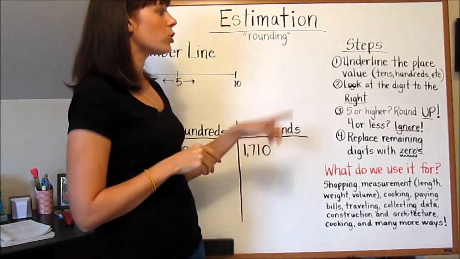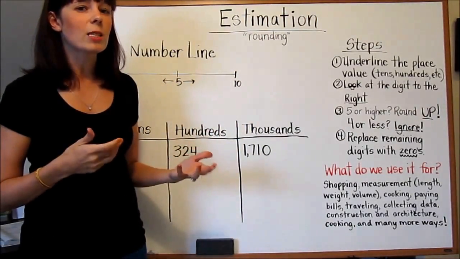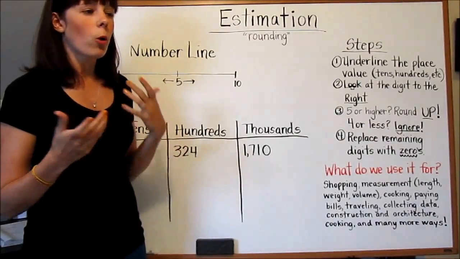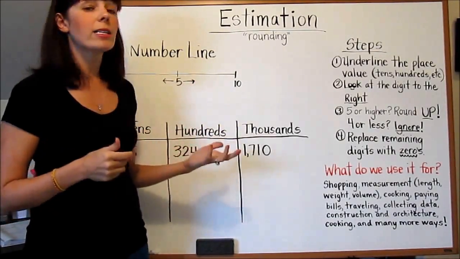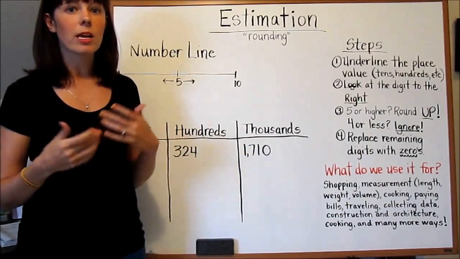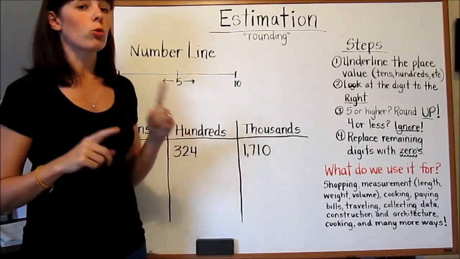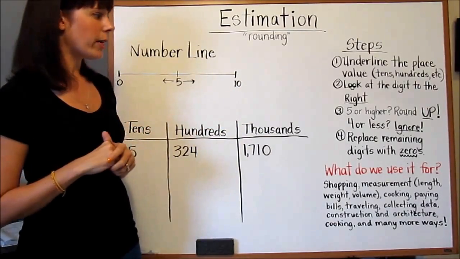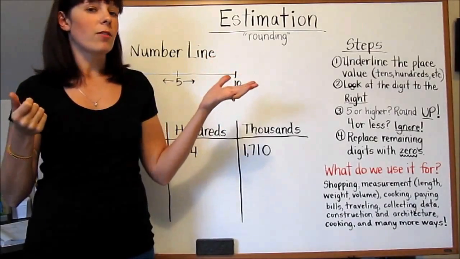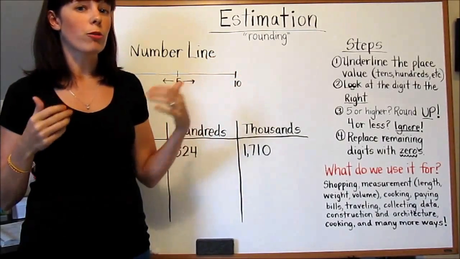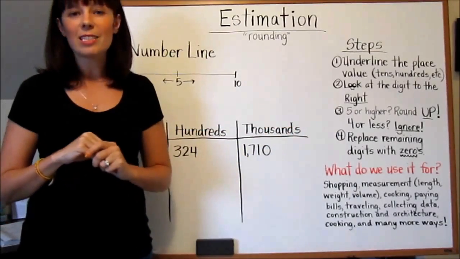Here are the steps that we're going to do when we are estimating numbers. The first thing you're going to do is underline the place value that you're supposed to be estimating. And you'll know what that is based on the question that is given to you or what in your mind you think would be a good estimation. It could be tens, hundreds, thousands, 10,000s, and so on. You're going to look at the digit to the right of the place value that you're rounding. If that number to the right is 5 or higher, you're going to round up. And if it's not 5 or higher, if it's 1 through 4, you're going to ignore it and just replace the remaining digits with zeros.